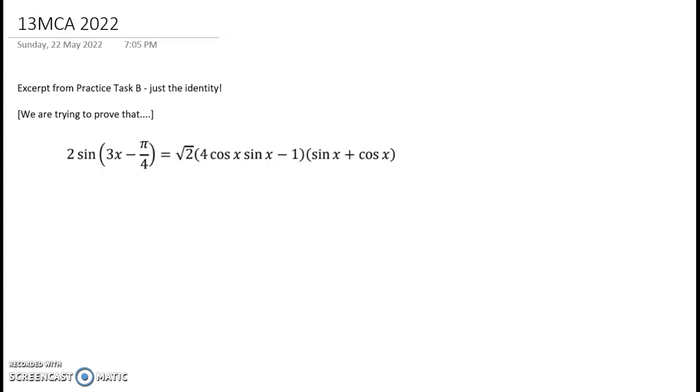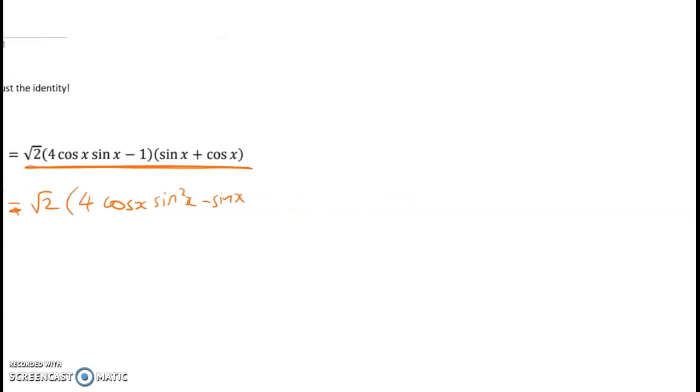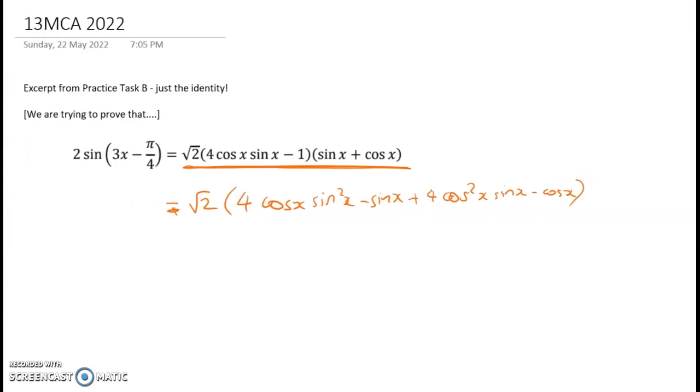I'm going to start on the left-hand side, but you can see that the right-hand side is kind of worse than usual. If you just start straight into it, the chances that you get all the way through are quite low. It's well worth just expanding the right-hand side like this to see what we've got coming up. So we've got 4 cos x sine squared x minus sine x, plus 4 cos squared x sine x minus cos x. And that's as far as I think you need to go.